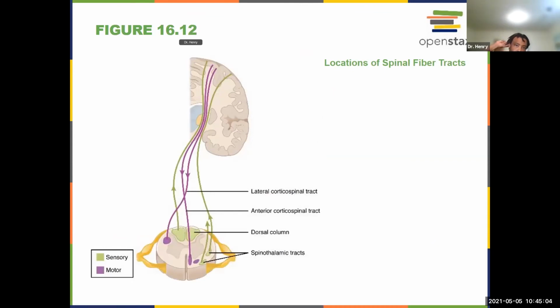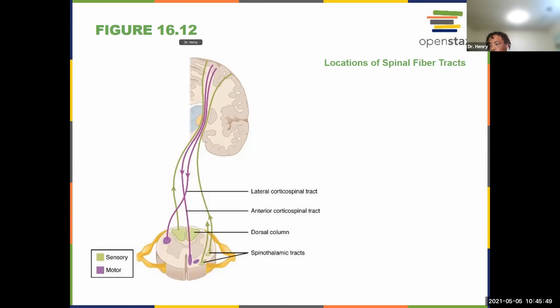Okay, so this here is the localization of your spinal fiber tract. During development, we look at our spinal column. We have the sensory nerves that are going to be dorsal, and we have our motor nerves that are going to be ventral. Okay, and that happens during development, so it happens naturally.